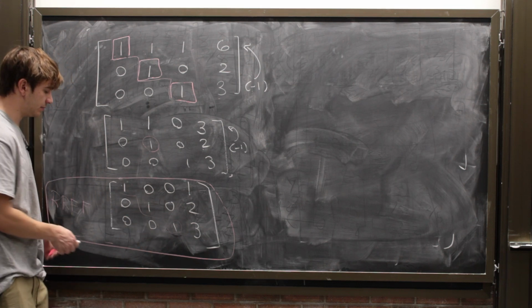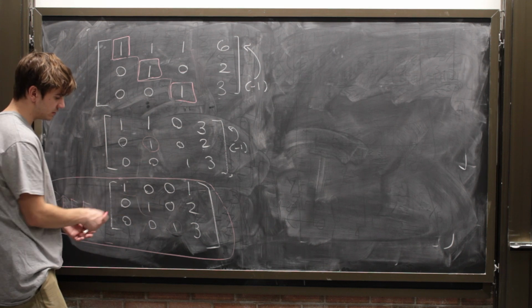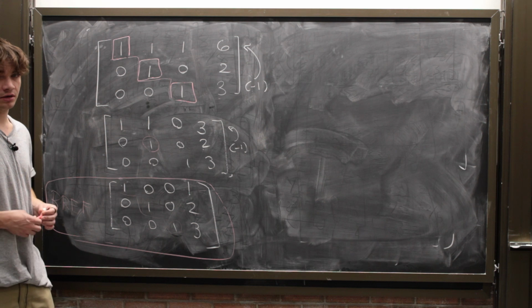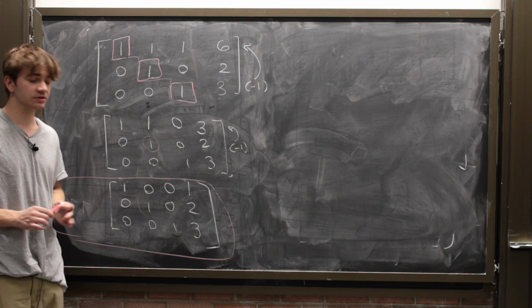And we'll see that in a minute. But in this case, we have a perfect staircase of 1s. Okay? So this is called a consistent independent system of equations because we get exactly one solution.